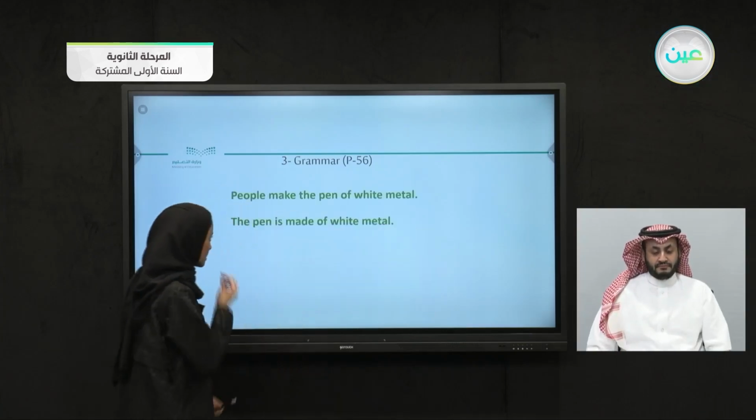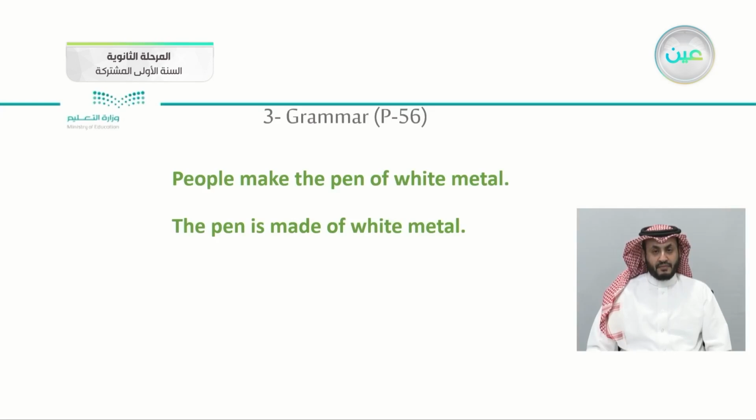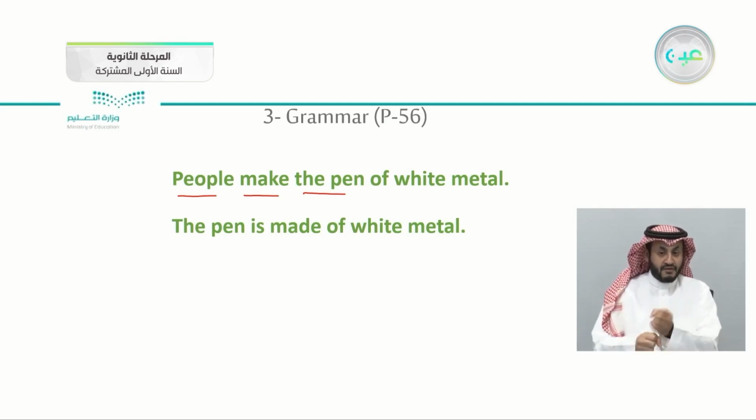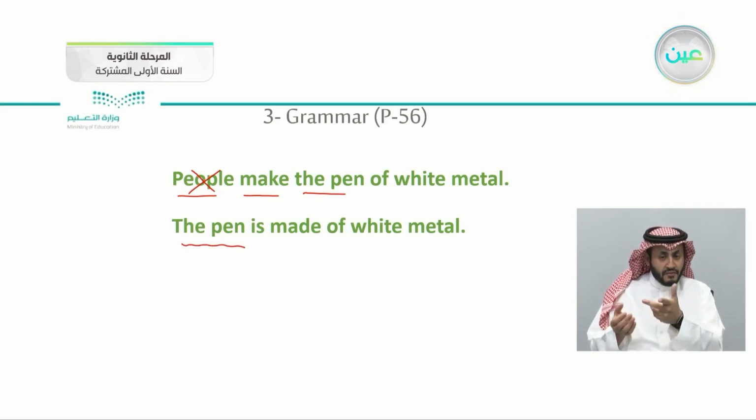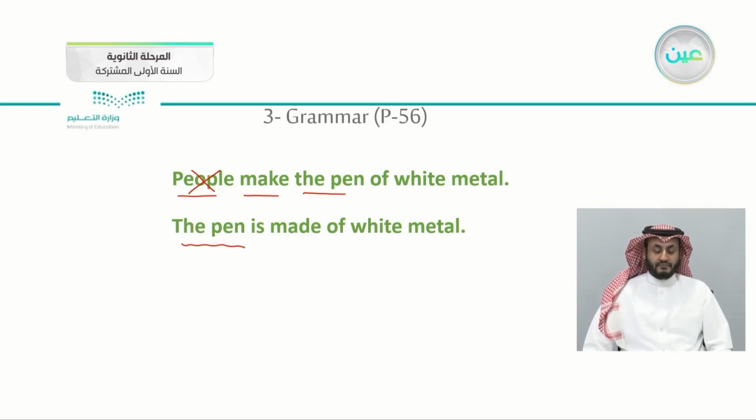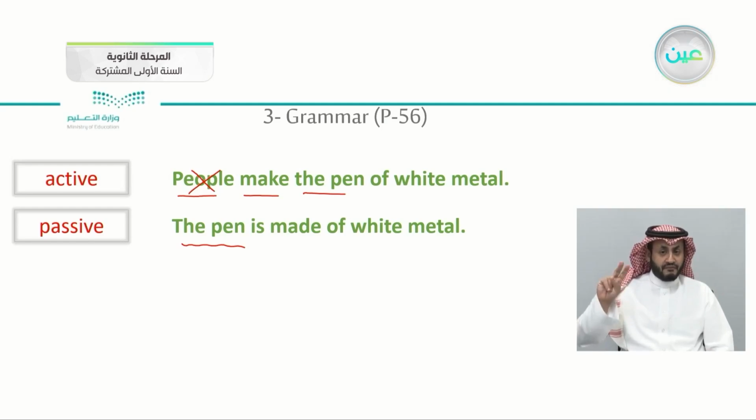So, let's look into here. People make the pen of white metal. So, this is the subject, this is the verb, and this is the pen, which is the object. However, my sentence was, the pen is made of white metal. Where is the subject in here? No mention of those people. I focused here on the pen. My focus is on the object and what happened to it. This is what we call the active, and the other one is the passive form of the verb.